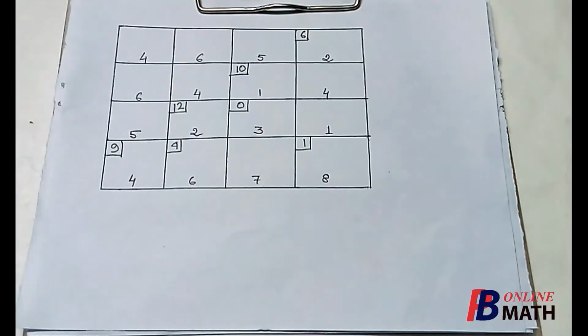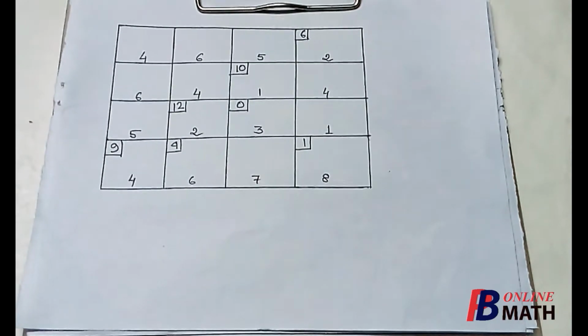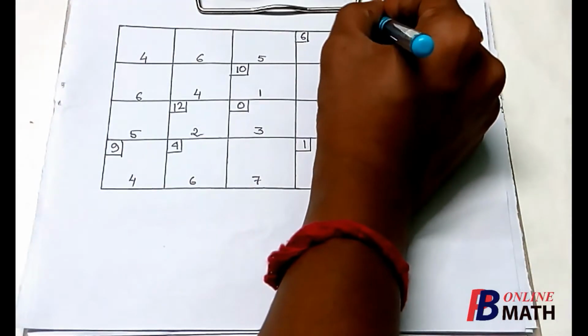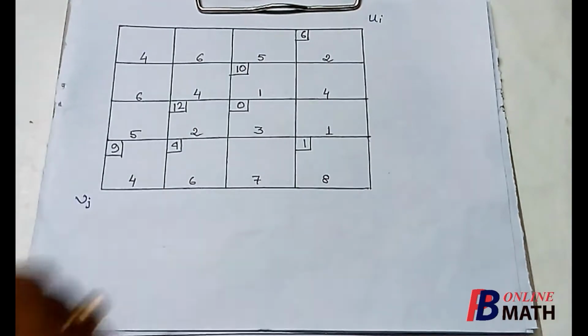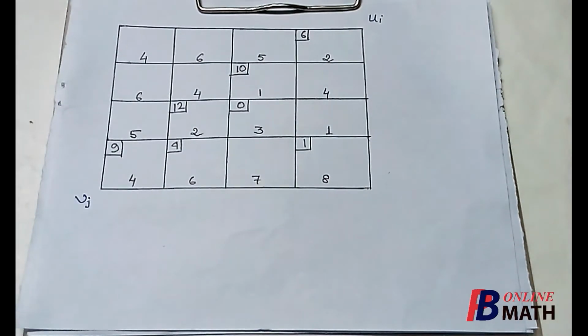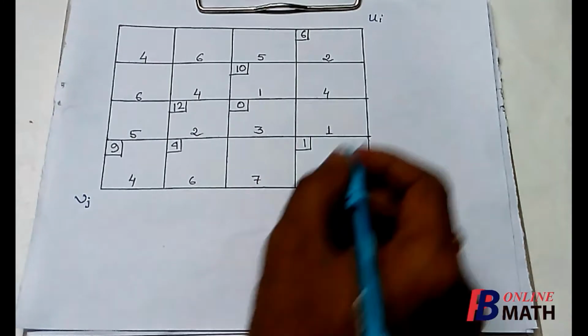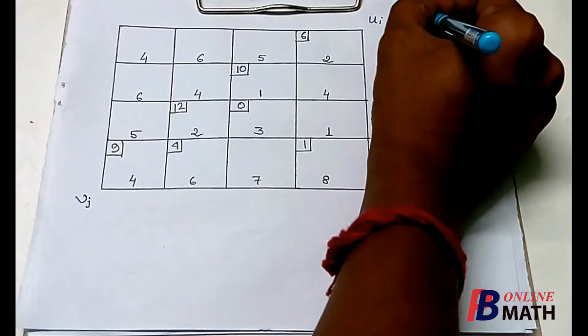Now to check the optimality of this solution, we have to introduce two new sets of variables. One will be called ui and another set of variables will be called vj. So there are 4 u variables and 4 v variables. Now we shall determine the values of these u and v variables by the uv method. This method is known as the uv method.